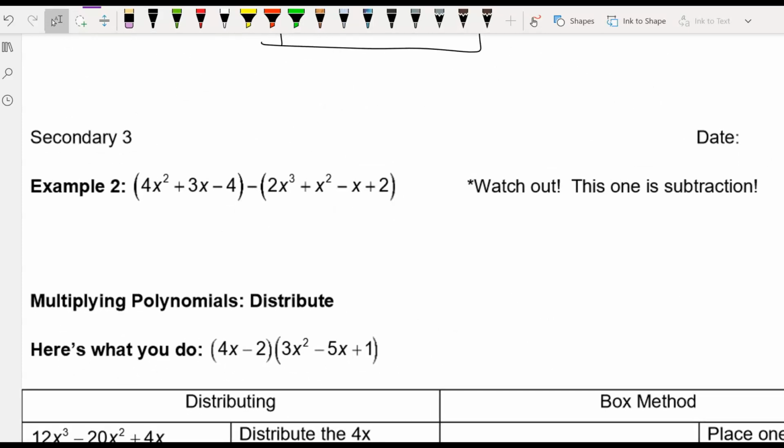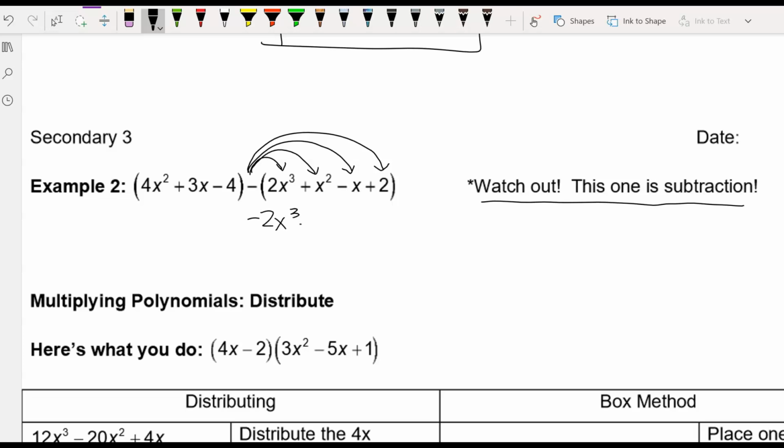All right, the second example, so this is subtraction. So remember with subtraction, we're going to apply that subtraction sign to all of our terms. So that means it's going to change the sign of every term after the parenthesis. So negative 2x to the third minus x squared plus x minus 2. So notice it changes those signs here.